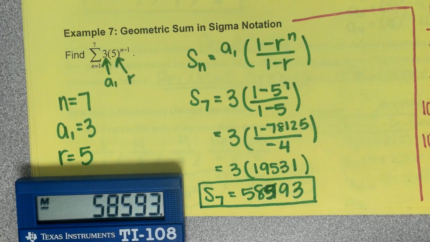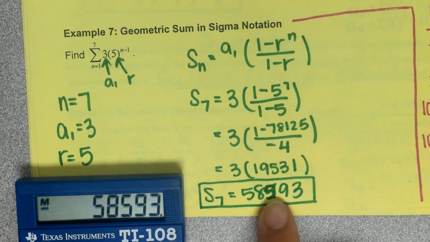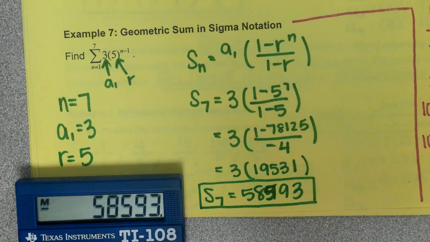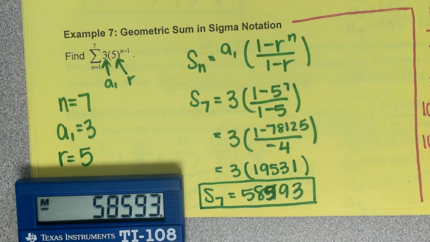What questions do I have? You are just plugging into these formulas. If you see sigma, if you see nth partial sum, if you see something about sum, you are using one of these formulas.